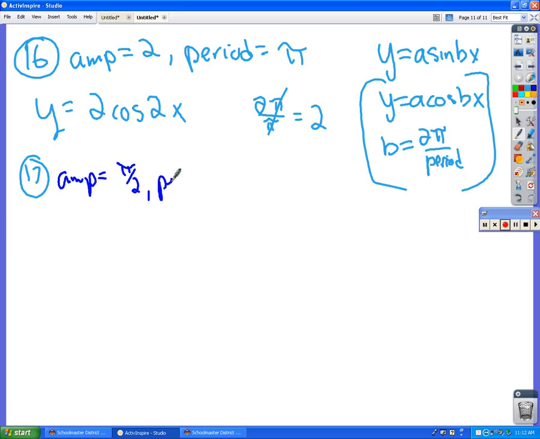And the period is 3. Okay, so it's going to be y equals pi over 2 cosine 2 pi over 3 x. Now I'm going to release the responsibility to you and have you work on number 18 on your own.